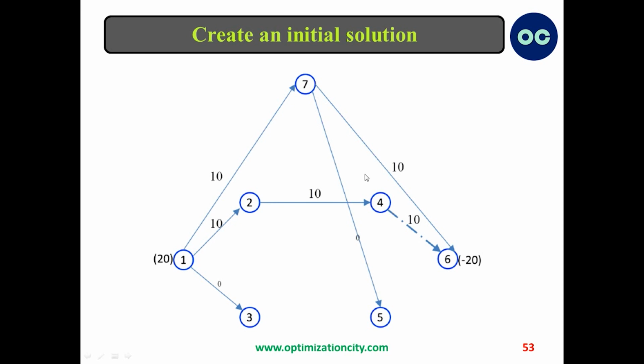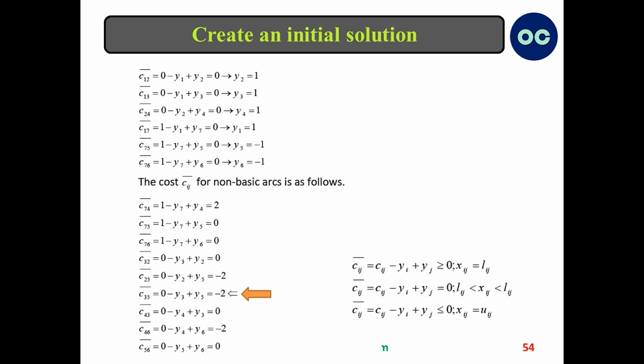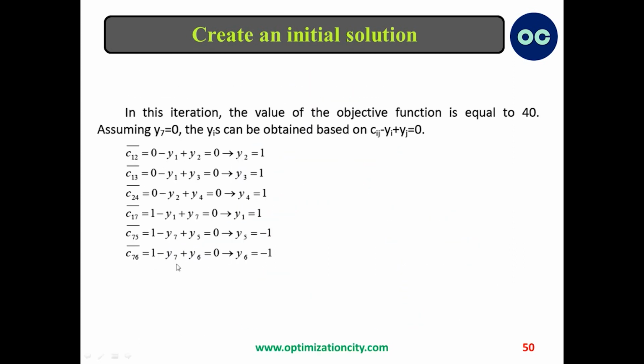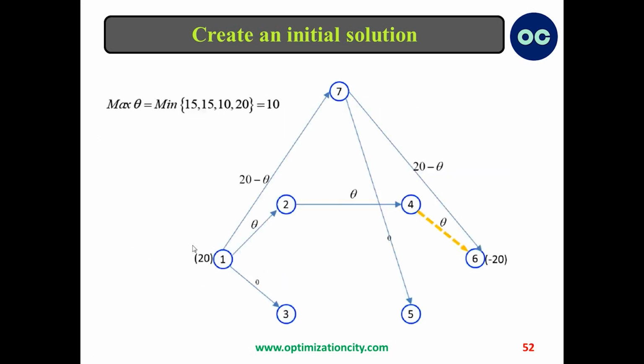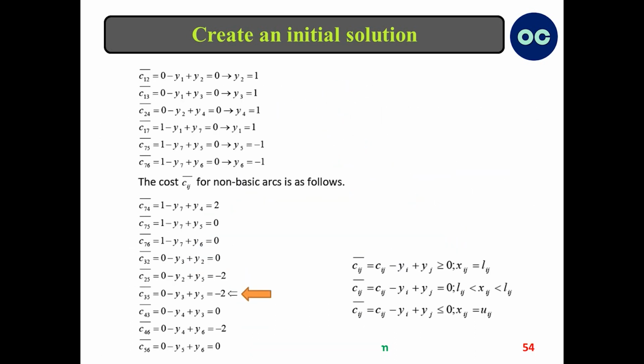Here, we have the same basic solution as the last iteration. So you can see that the list of the basic arcs for this iteration is equal to these arcs. As a result, we again calculate the Cij bar for all non-basic variables. As you can see, arc 4,6 has reached its maximum limit and fulfilled the optimality condition.